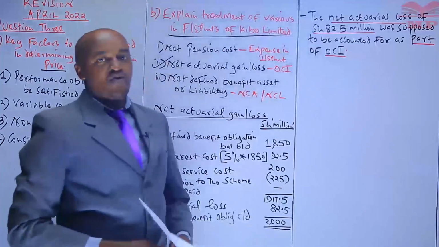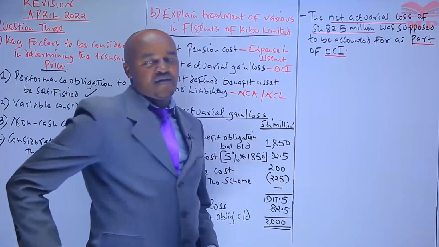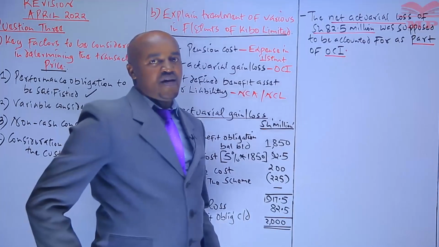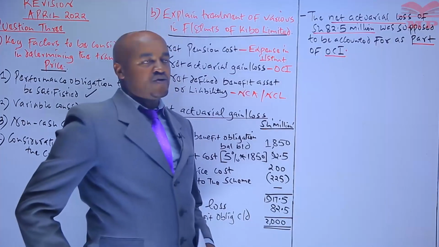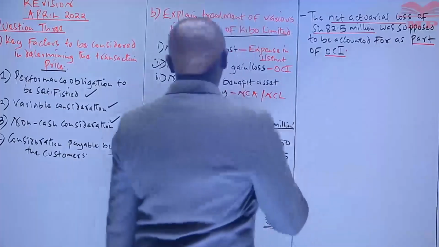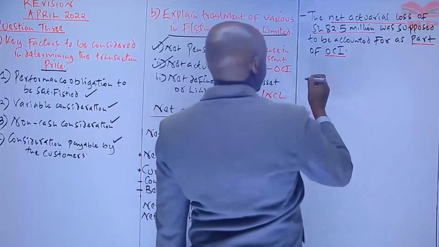Remember, you have said that the other comprehensive income, these are basically other items of income or expenses for the year which should not be part of the profit or loss for the year. Now, having determined that, we can proceed and we determine this net pension cost.